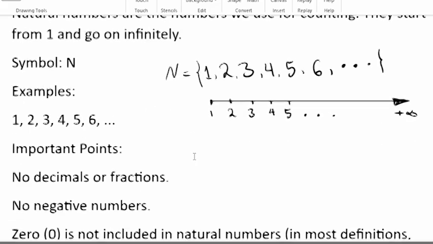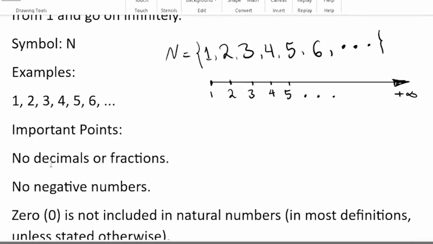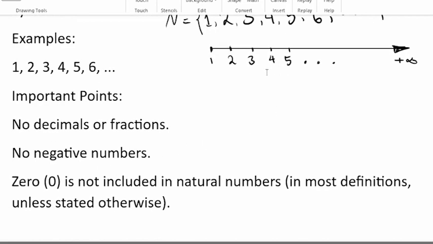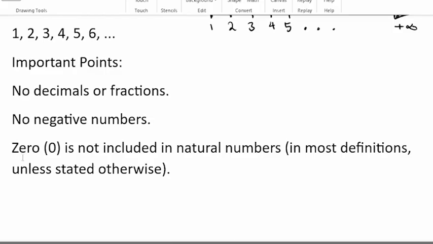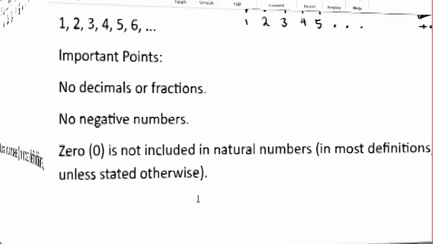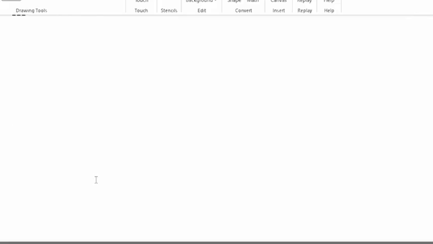You should keep in mind that no decimals or fractions are included in natural numbers. Also, no negative numbers are included in natural numbers. As well, we should mention that 0 is not included in the natural numbers. Okay, that's the first type of number.